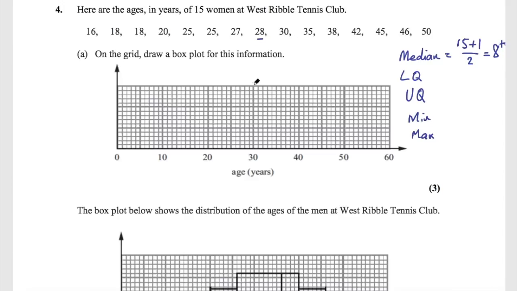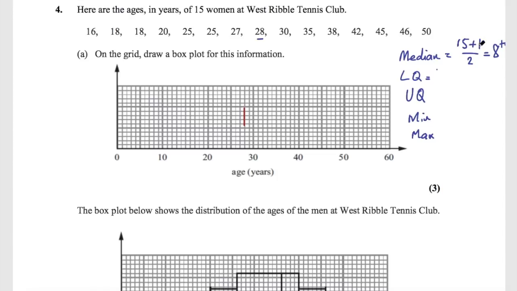So we can mark that on our box plot here. So the scale here is every line is 1 unit. So that's 25, 26, 27, 28. So that's going to be our median. So draw a line for the median.